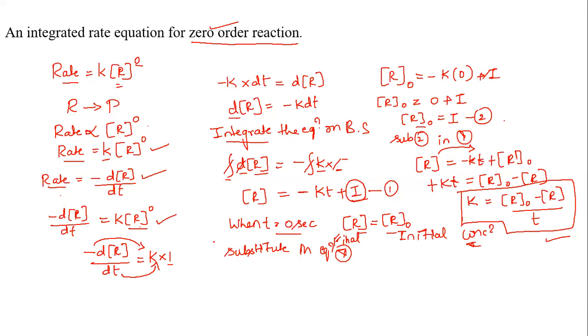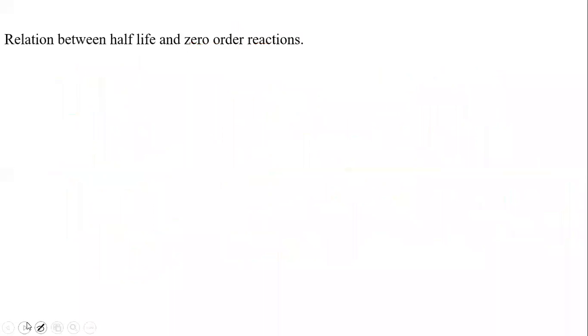reduce the reactant to its half. Okay, initially let's assume it is 100%. Okay, initially if a reactant is 100% concentration, exactly how much time is required for it to reduce to 50%?